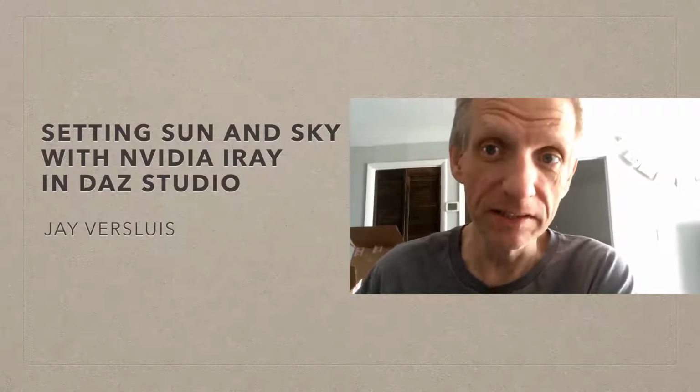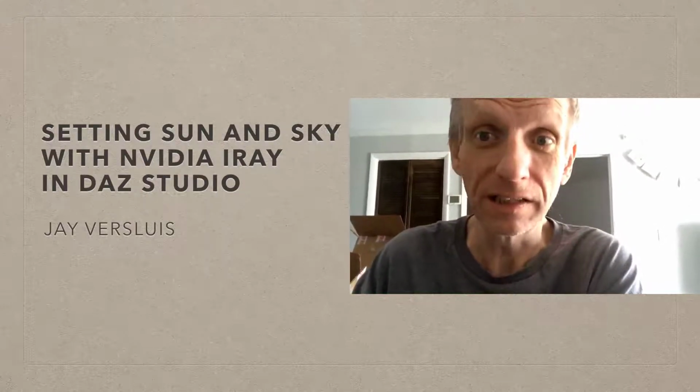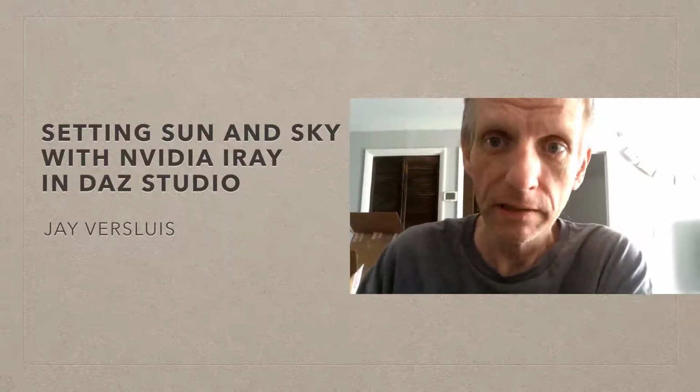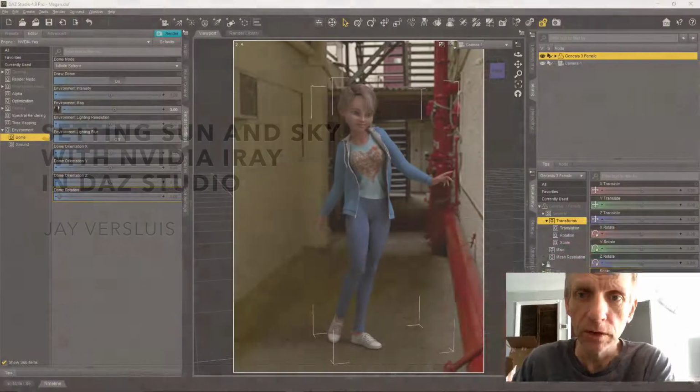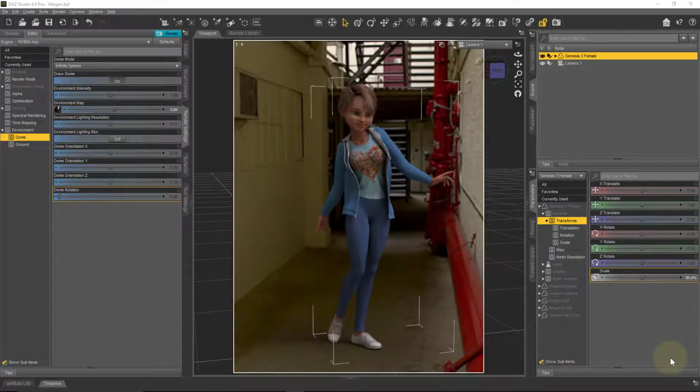Hi, I'm Jeffers Lewis, and in this video I'm going to show you how to light a scene with accurate sun and sky illumination in DAZ Studio using NVIDIA Iray. In the previous video I showed you how to do something like this in DAZ Studio 4.9. This is a character that is being put into a scene via an HDR image, and in this video we're going to show you how to do this without the HDR image.